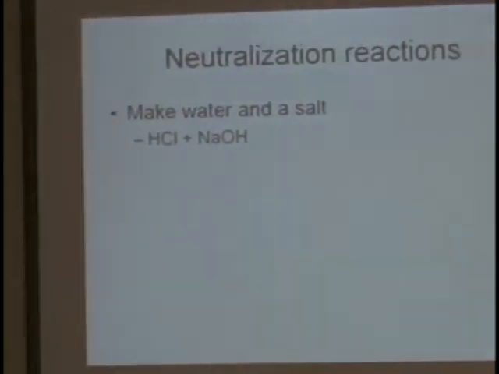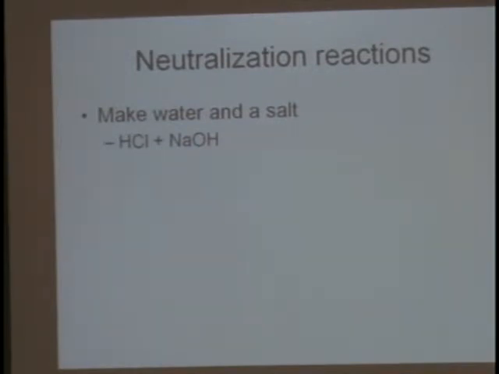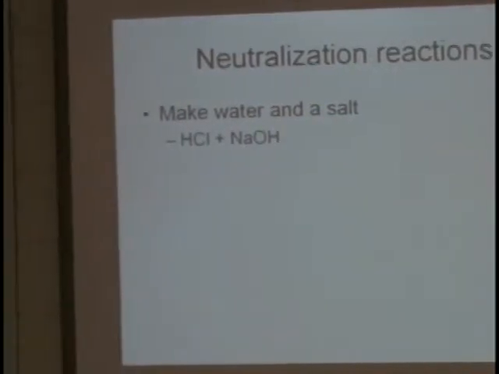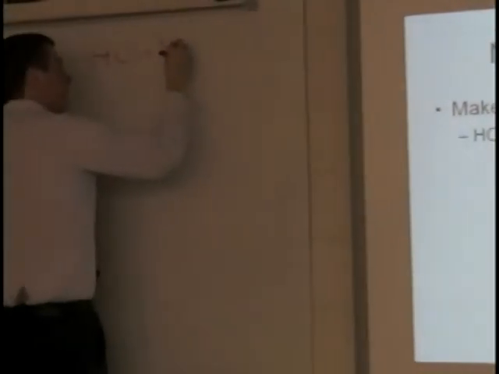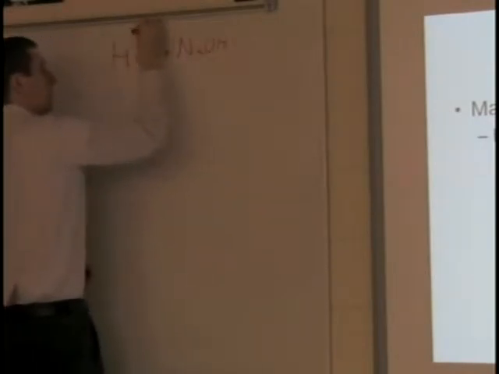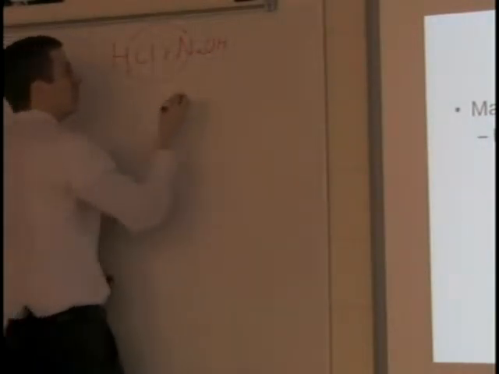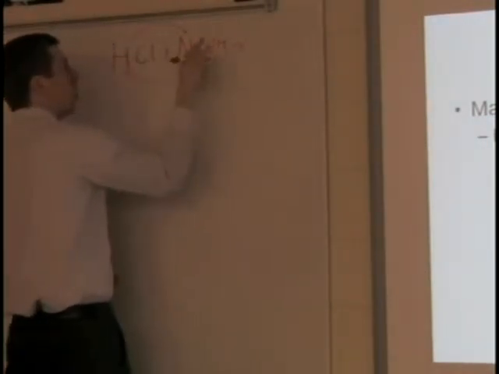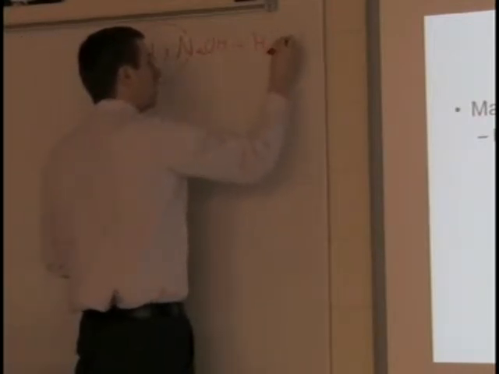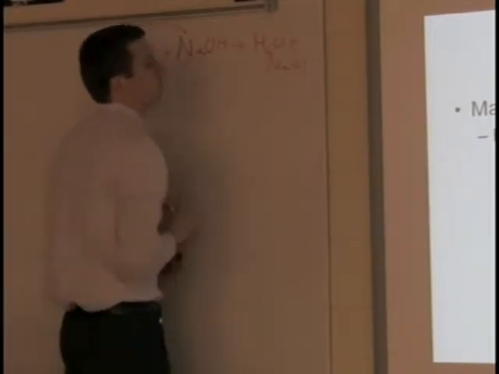Neutralization reactions are next. A neutralization reaction typically is what makes water and a salt. An example could be HCl plus NaOH. A lot of students will think of this as a double displacement reaction because basically the hydrogen and the sodium are trading places. HOH is just water plus sodium chloride would be other products of that reaction.